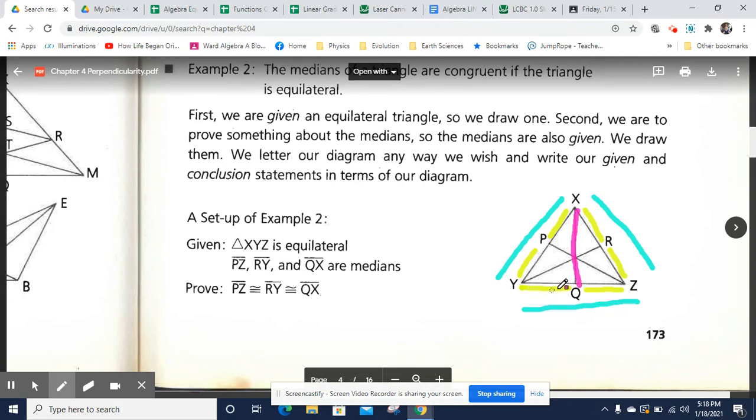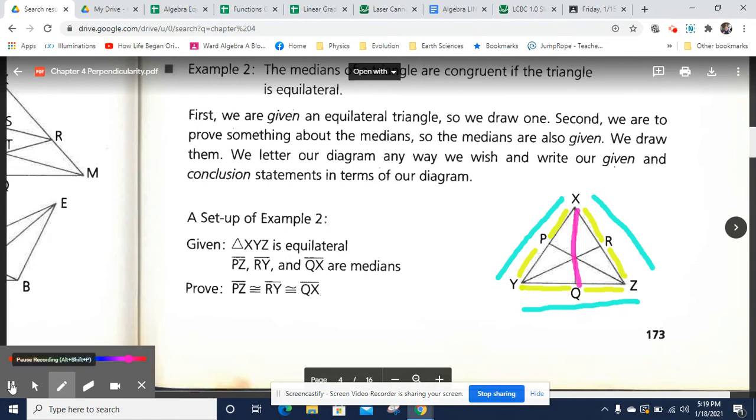And so we can say XQY is congruent to XQZ. Then we will know that this angle here is congruent to this angle. We'll also know this angle is congruent to this angle, which you probably already knew from equilateral triangles. And we can play around with it, and eventually we will get to that this side is congruent to this median is congruent to this median is congruent to this median.